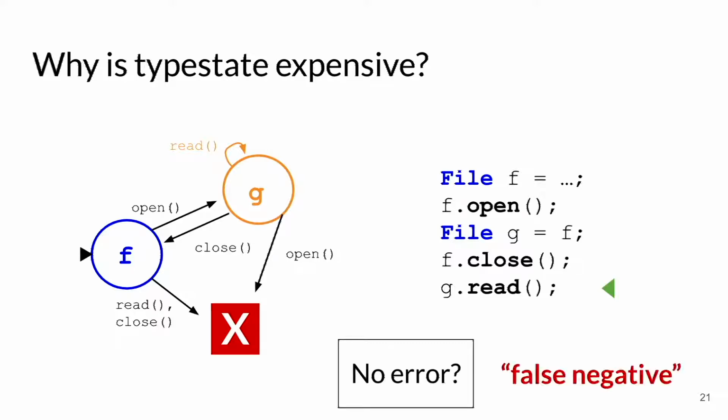That's bad. This is what we, in programming languages, would call a false negative. This is very bad because we want to verify that the user's program is correct. Because of things like this, in the general case, when you do a type state analysis, you need to have this aliasing information, and so you have to keep the FSMs of all the aliases in sync.